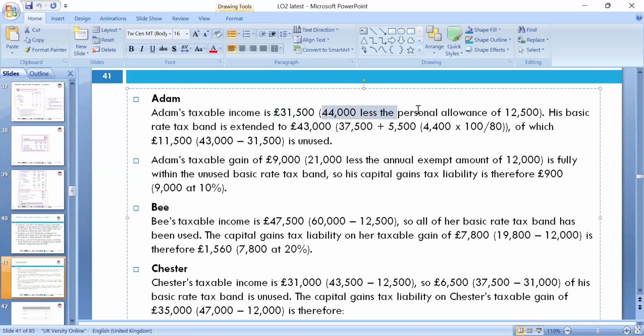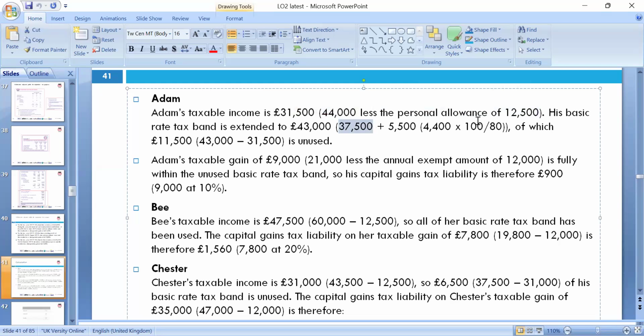We can deduct the personal allowance, because that year it was 12,500. So please, when you calculate, apply the new rate. Now we have a 12,570 personal allowance, and the basic rate band has been extended, which we can look at now, 37,500. Now we have 37,700.